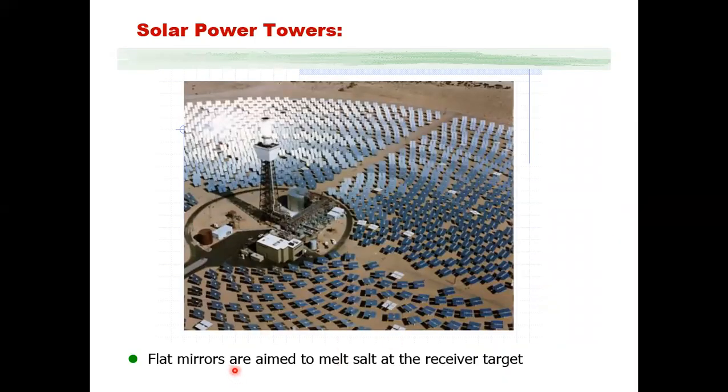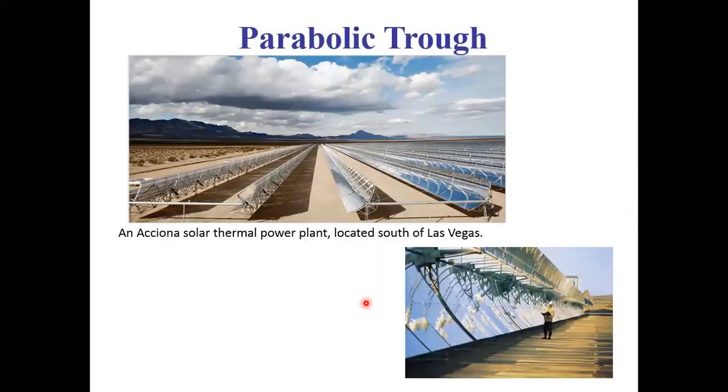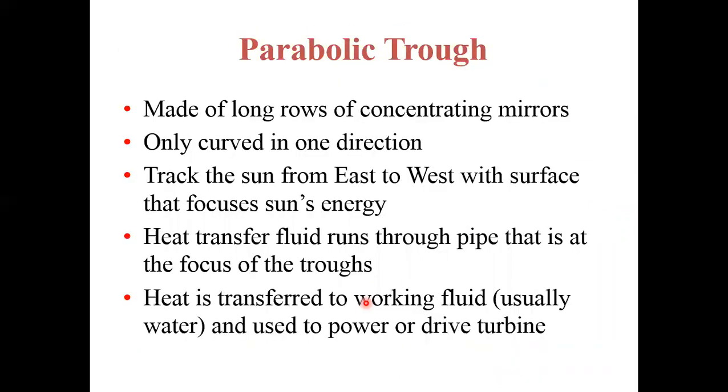Okay, so flat mirrors are aimed to melt salt. So we also have the parabolic, like solar towers, and we can use the parabolic trough also. Parabolic troughs are made of long rows of concentrating mirrors. They are only curved in one direction. They can easily track the sun from east to west with the surface that focuses sun energy.